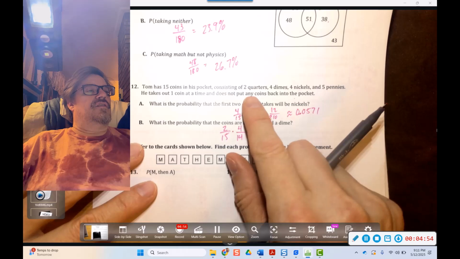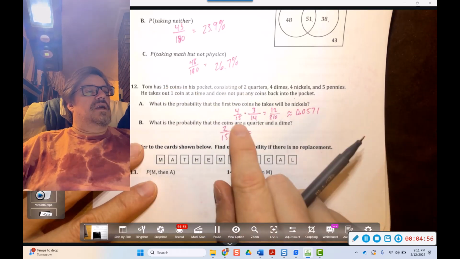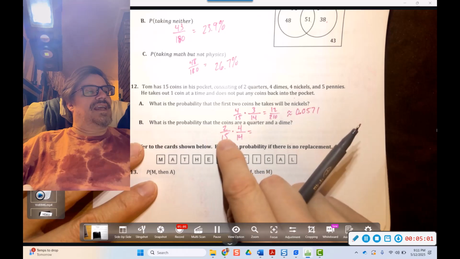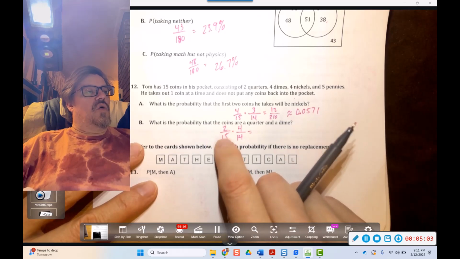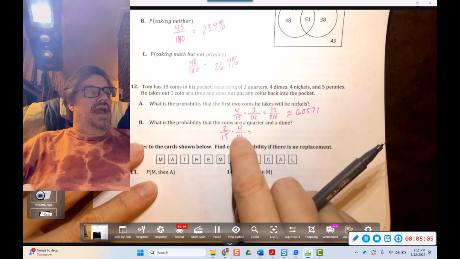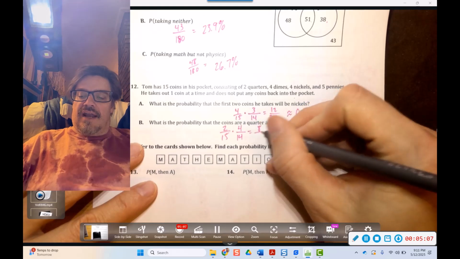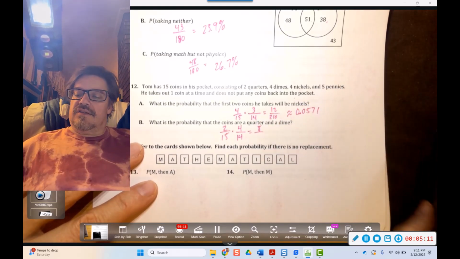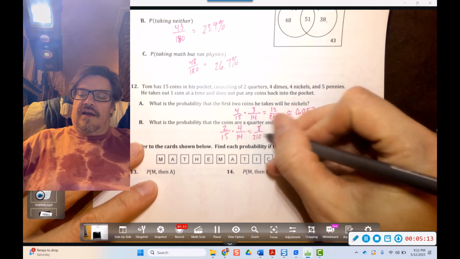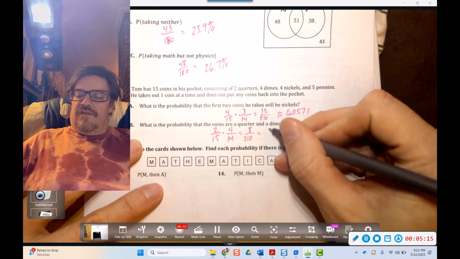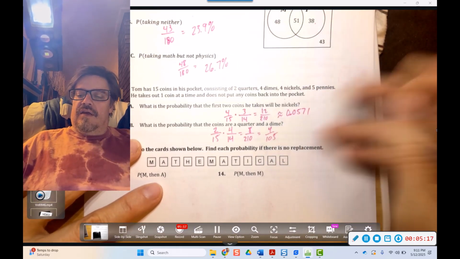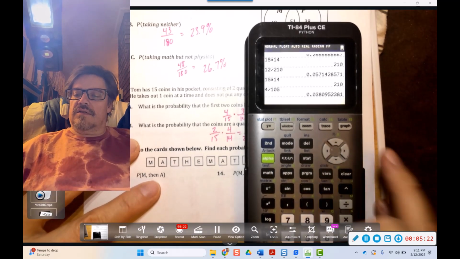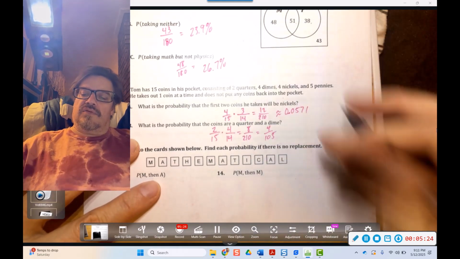You got 2 out of 15 coins, and now you got 4 dimes in the second slot, but you've already taken 1 coin out of the pocket, so there's actually 14 left. So you got 8 out of 15 times 14, which is 210, which we already figured out. So what is that, 4 out of 105? All right, we're looking at, again, close to 3%, 3.8%.